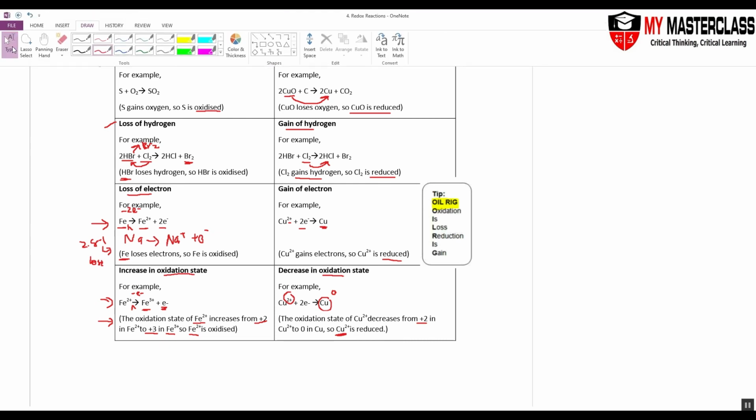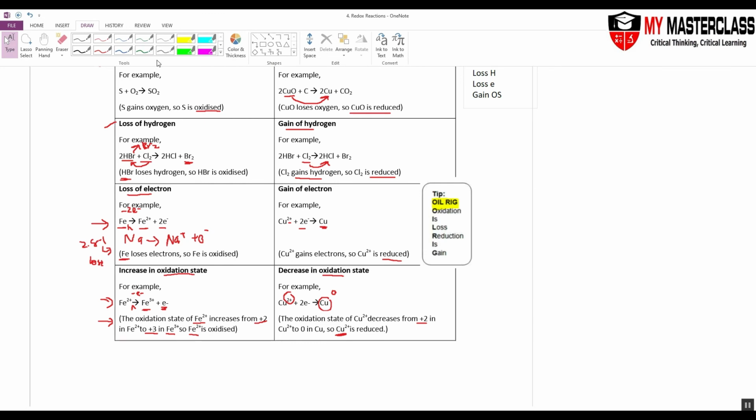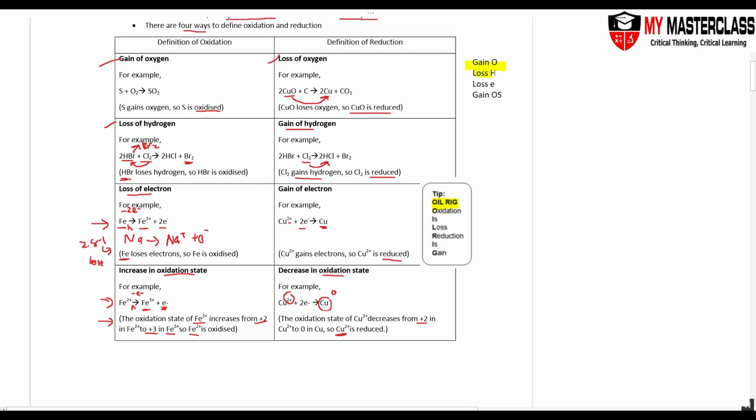Okay, so these definitions I always remember as gain, lose, lose, gain. Right, so gain, lose, lose, gain, it will be O, H, lose electrons, and gain in oxidation state. Okay, so these two, gain, lose, lose, gain, and the OIL RIG will help you remember the definitions of your oxidation and reduction.